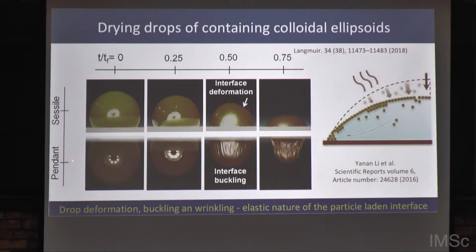So, these are a couple of different configurations, sessile droplets and pendant drops. T is the time instant at which these images have been acquired, and TF is the total evaporation time. As a function of time, we are looking at the drop surface for the sessile case and the pendant drop case, and you can clearly see that at T by TF close to 0.5, the nice hemispherical shape is gone, and there is some kind of distortion of the droplet surface. Also, if you look at the pendant drop case, you see this wrinkling behavior.